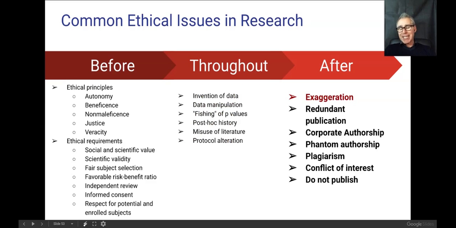But what happens after this research has been carried out? The problems that can be found at the end of our investigation are, first of all, exaggeration. This usually happens by confusing statistical significance with clinical significance. For example, a researcher may find a statistical difference between two treatments at a very, very small scale, that maybe does not have any clinical significance.